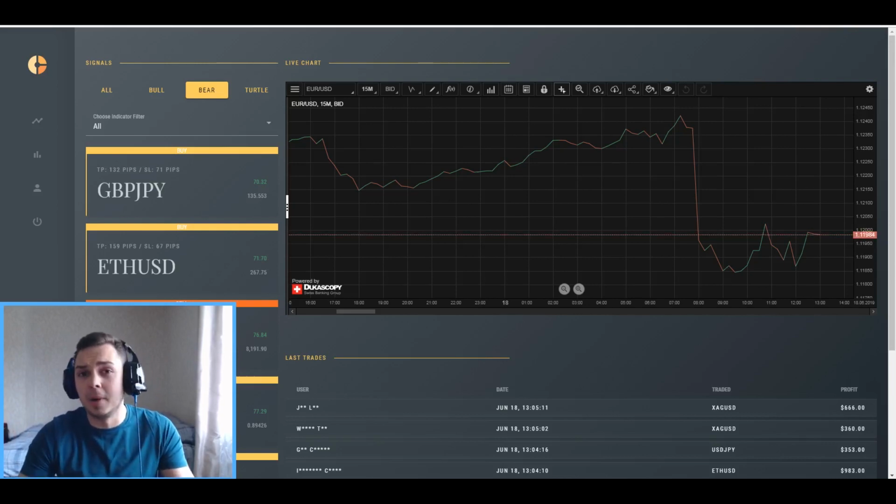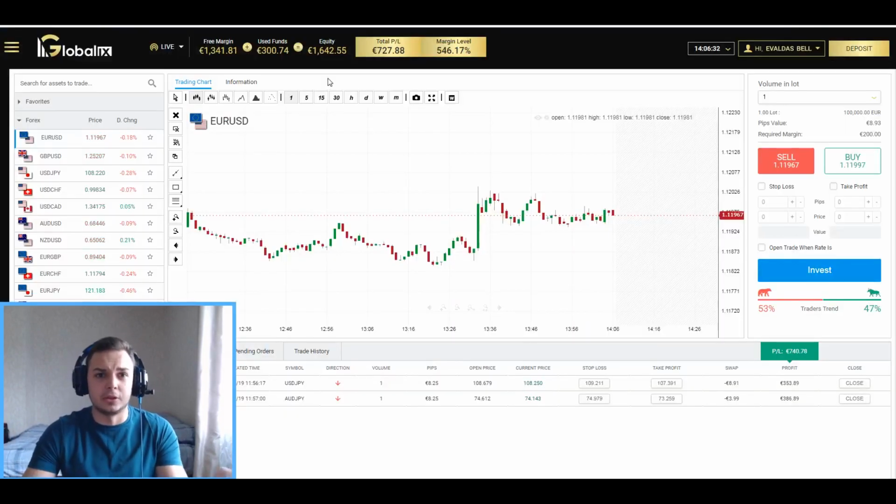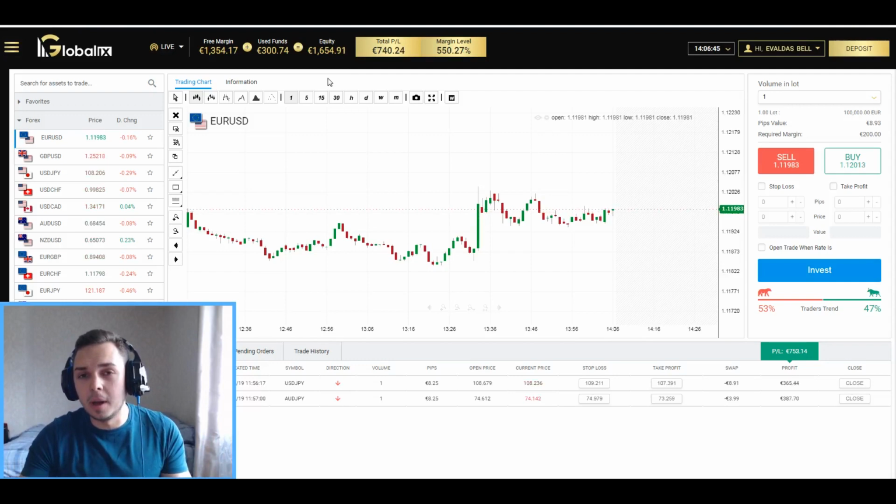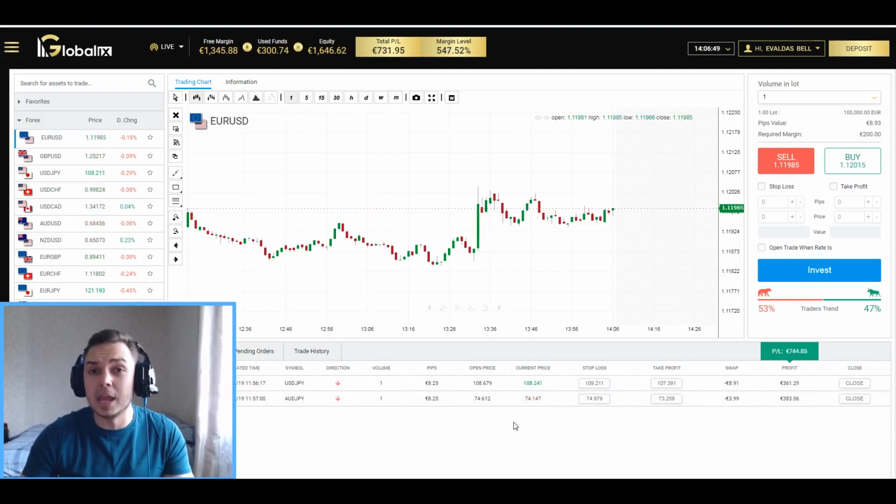So right, I'm gonna show you my broker globalcryptoapp at the moment. So there we go, this is my live account. As you can see, the balance is totally different as it was before. So I've withdrawn my money. I've withdrawn 10 grand and I have 2 trades open, USD JPY and AUD JPY.